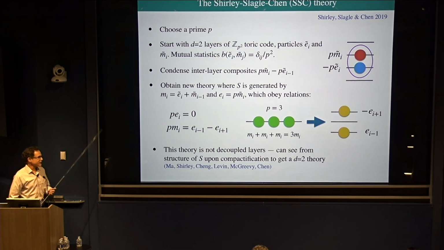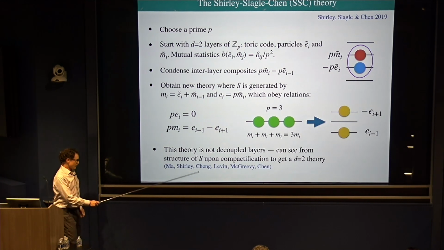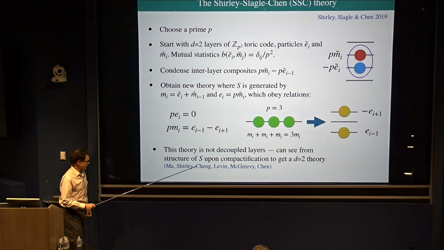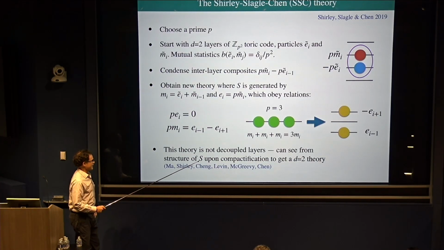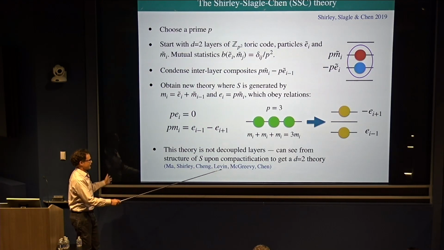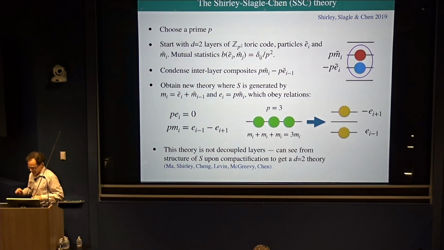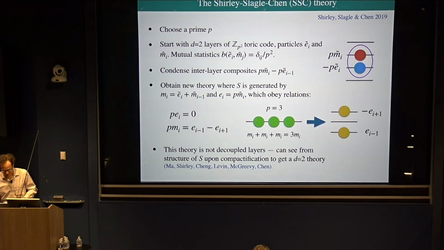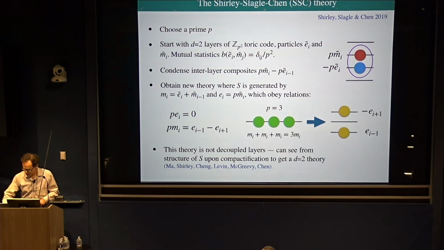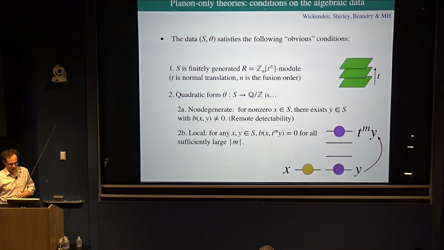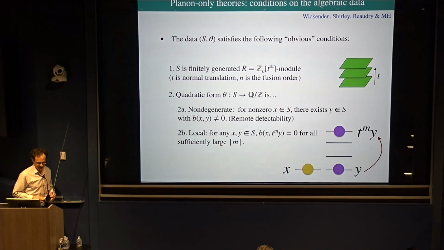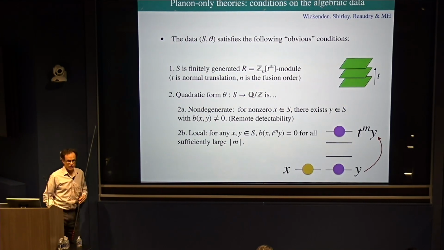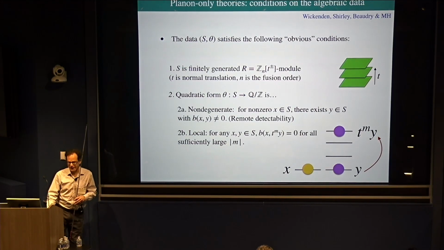And it's actually also known from earlier work in this paper, maybe elsewhere too, that this theory is not decoupled layers, and they saw this in some way, which I won't describe in detail. It's written on the slide. We'll see this in a different way in just a little bit. Okay, so there are interesting examples that are not just decoupled layers. So why not study these planon-only fracton orders?